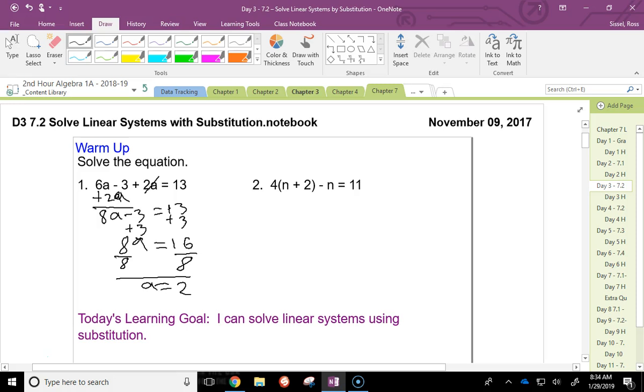Can someone do number 2 for me? Joshua, you think you got it? I definitely got it. Let's switch colors. Alright, go ahead. Let's see, this one has a distributing in it. Let's see if we can do it correctly. Good. Yeah. 4 times the n is 4n. 4 times the 2 is plus 8.